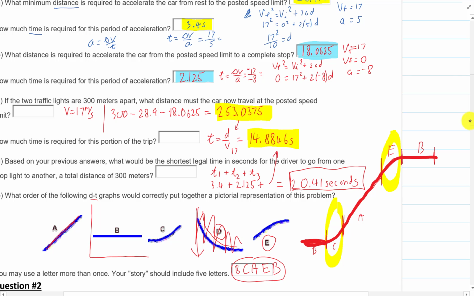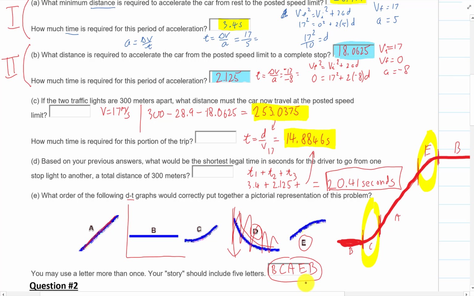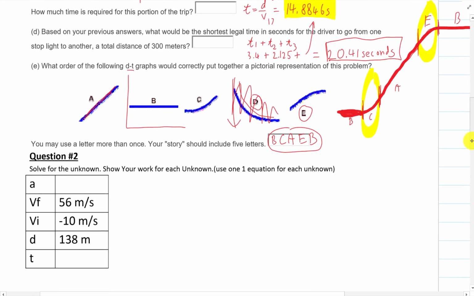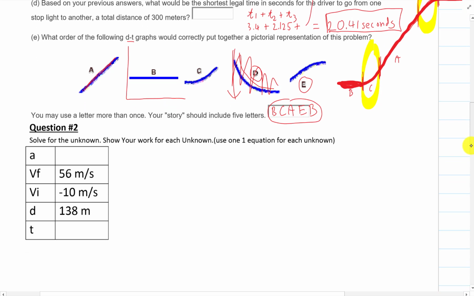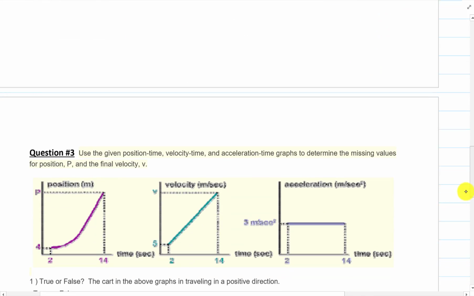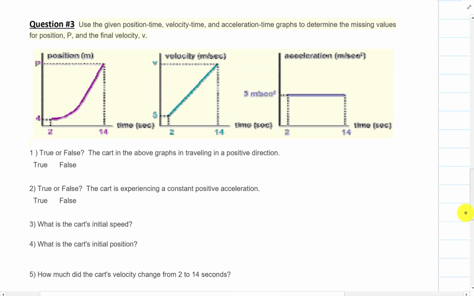That's it. That's how you do the traffic light. Okay? Here's a simple one. Figure out what A is and T is. And then on the back, let's do a quick question here.